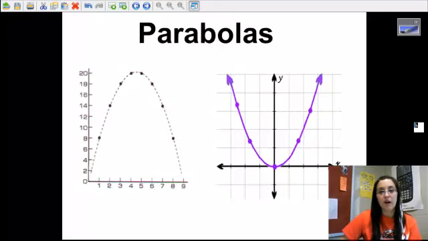I've got a picture here to remind you of what parabolas look like, simply because anytime you see something that's this sort of shape, you'll know that you can write it out of the form y equals x squared, and you know that it's going to be a quadratic function.